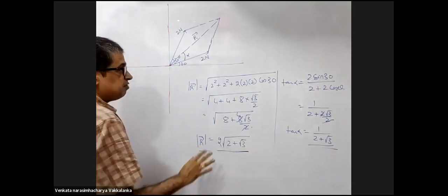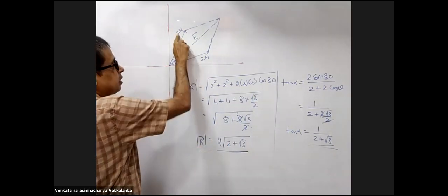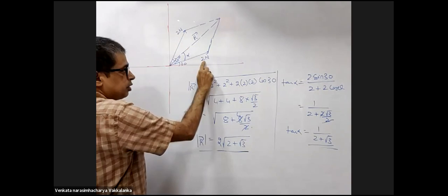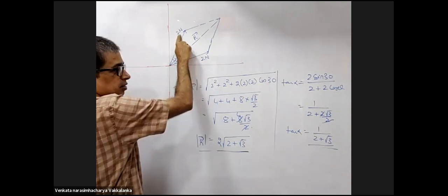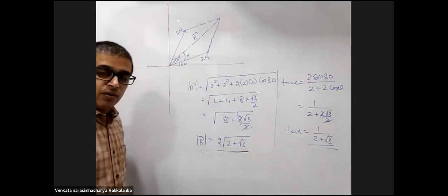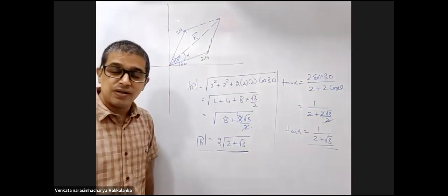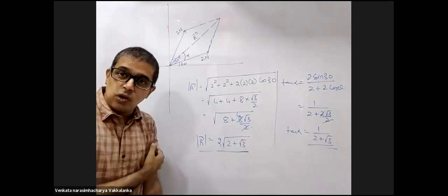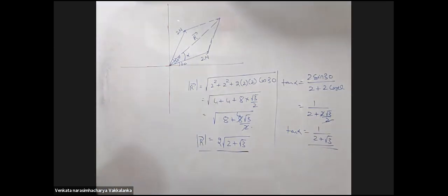Remaining is mere simplification. Tan alpha will be 2 sin theta upon 2 plus 2 cos theta. Substitute theta is 30. You get alpha, the angle which it makes with x-axis. There is another way of solving this. I'll explain that. Take it down till here.